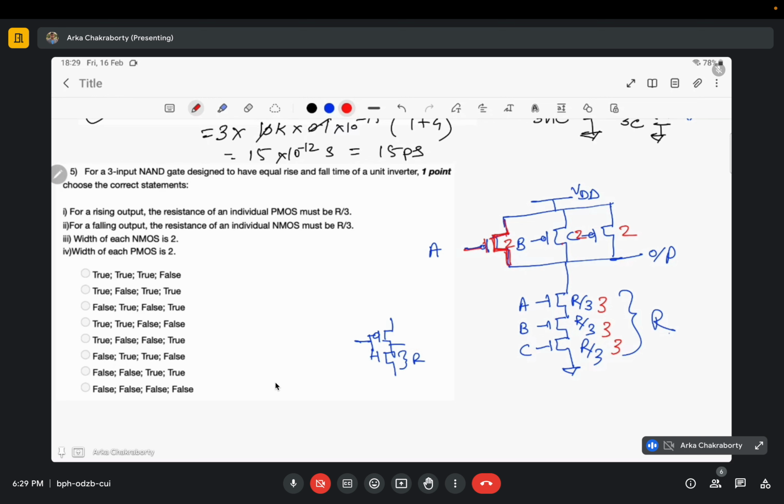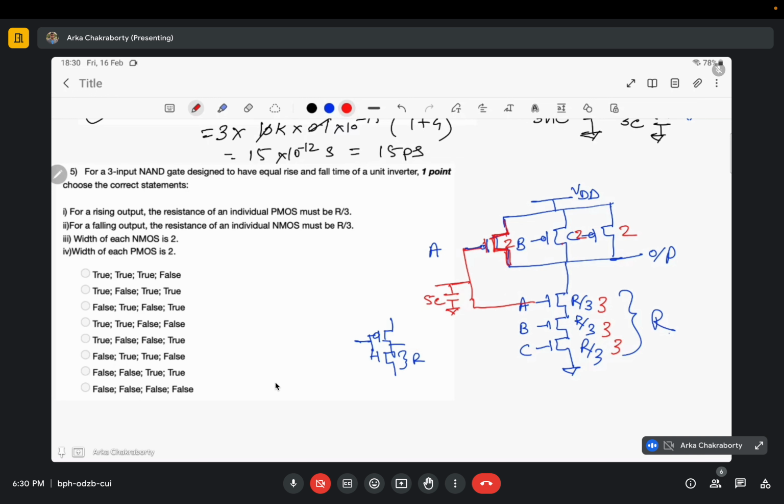Fine, so this is my circuit. Now let me check what the capacitances are. These two will be connected, so it will be seeing 2C plus 3C, that is 5C. All the inputs will be seeing 5C.